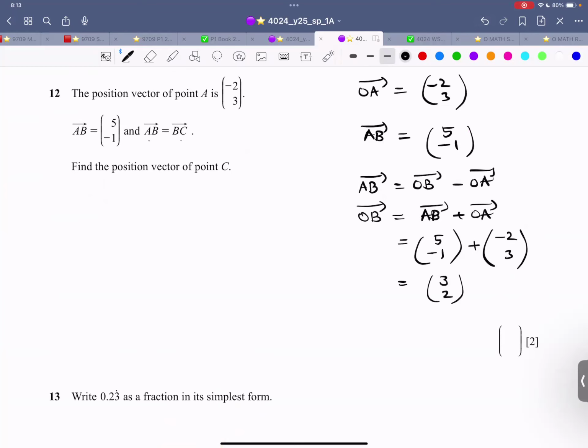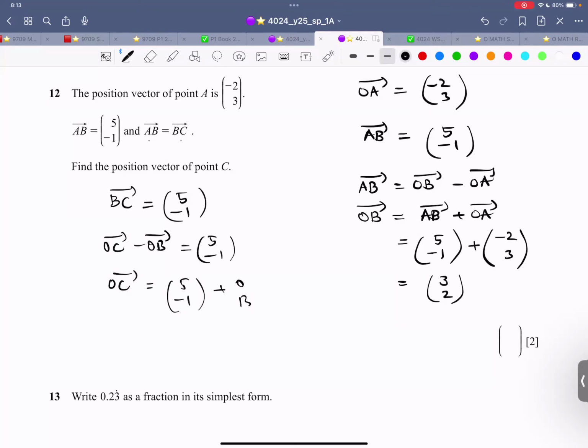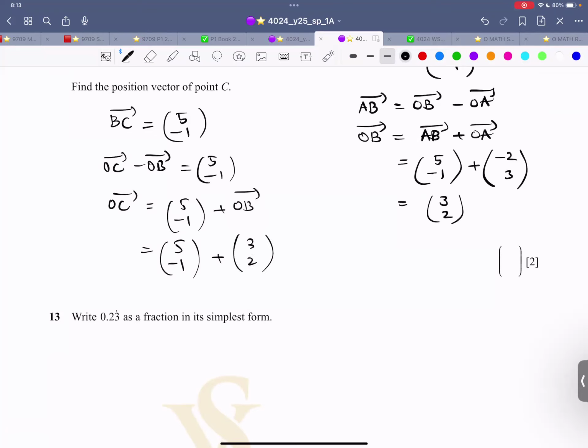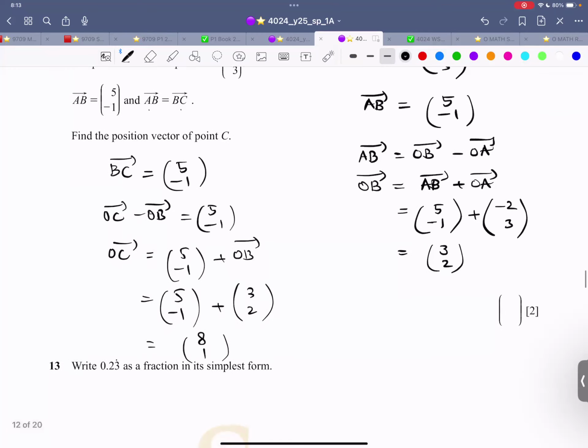AB is the same thing as BC. So BC is also (5, -1). BC is OC minus OB, that is also (5, -1). Therefore, OC is equal to (5, -1) plus OB. How much is OB? OB is (3, 2). So 5 plus 3 is 8, and this is 1. So therefore, the answer for question number 12 is (8, 1).